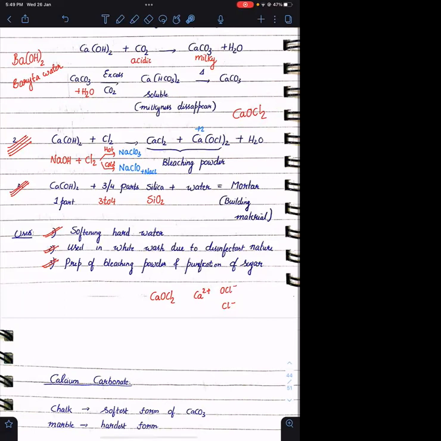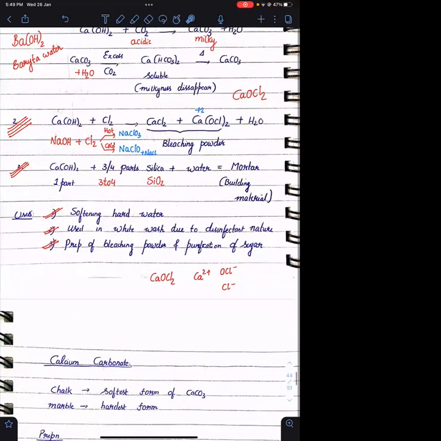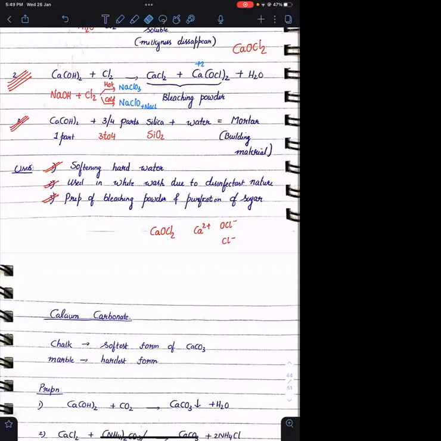CaOCl2 is also bleaching powder. The combination of CaCl2 plus calcium hypochlorite. This is also bleaching powder. Remember this. Okay. ठीक है. Next, mortar. It is formed by combination of 1 part of CaOH twice, 3 to 4 parts of silica and water, which is used as a construction material. Okay, mortar. So this is also important.